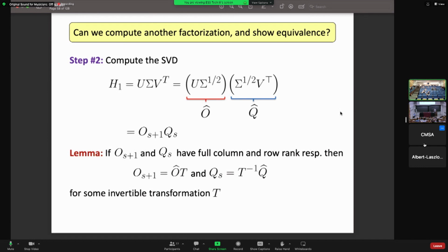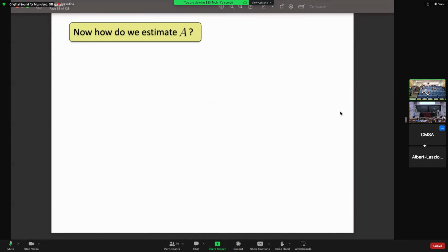Otherwise, you could not possibly have the right row and column space to both get the matrix H1. So now we're in good shape because we found, using what we know from the Markov parameters, some other decomposition that we can relate to the one we want by some change of basis. And the last thing we should do is figure out how to estimate the rest of the system, namely A.